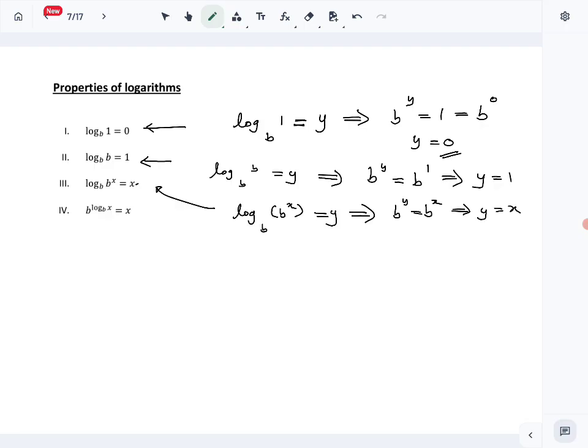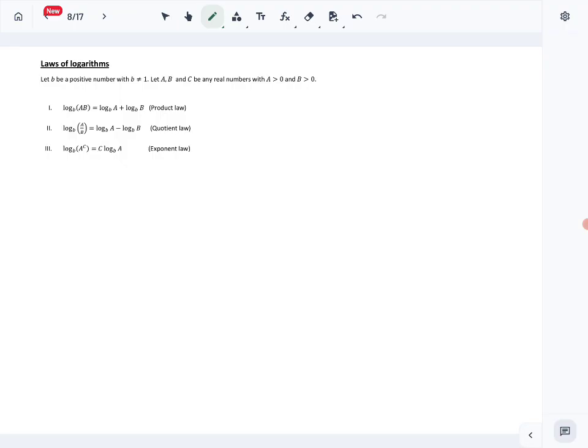Okay, now after the properties we also need to know some laws. These three laws are very important. Okay, so b is a positive number not equal to 1, which is our base. a, b and c are real numbers with a and b being positive. c can be any real number. Okay, right. Then the first law is the product law. If you have a product inside of the log, then you can write it as a sum: log base b of a plus log base b of b.